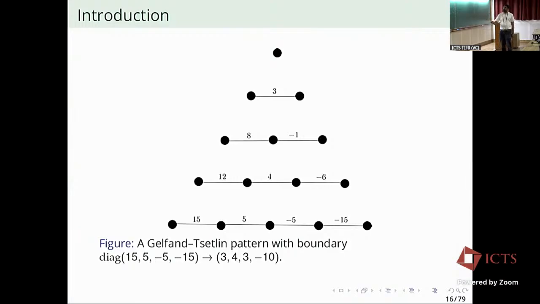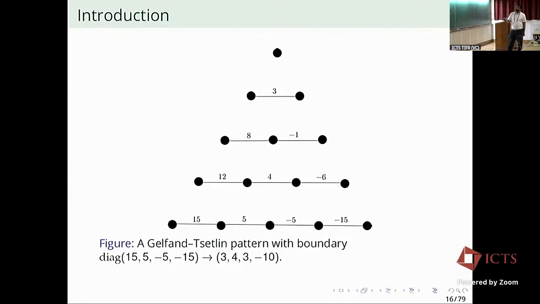So if you have this Gelfand-Zetlin pattern, it's a certificate that there exists a Hermitian matrix with these eigenvalues of the minors, not just of the bottom thing. And it turns out that this map that takes you from Hermitian matrices to Gelfand-Zetlin patterns is a volume preserving map.